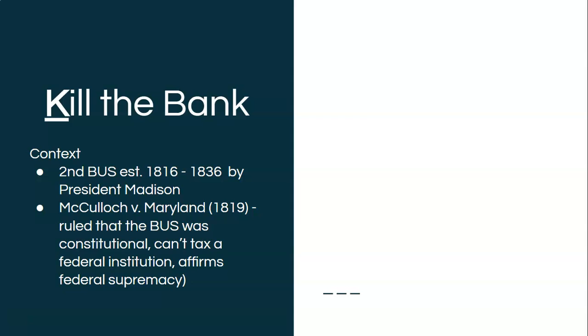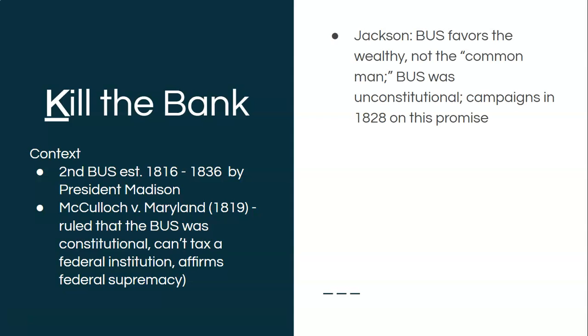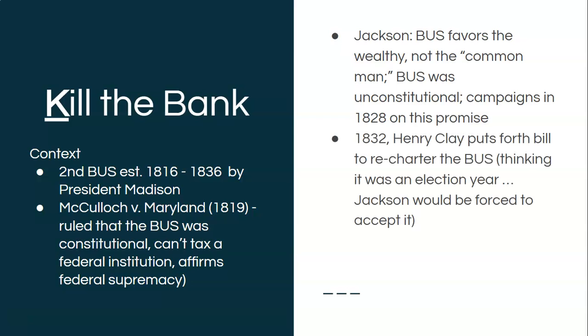Jackson, however, really still hates the bank. He believes that the bank favors the wealthy and not the common man. He believes that the bank is unconstitutional, and he wants to get rid of it. That's his whole point. So he does that in an opportunity he has in 1832. Henry Clay puts forth a bill to recharter the bank, thinking that in 1832 it's an election year and Jackson would just have to accept it.